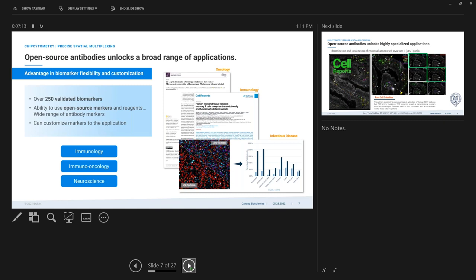What this open source approach to antibody chemistry really does is unlock a broad range of applications. Antibodies have been used for quite a while to detect various things, and we're able to leverage that breadth of experience in the field. In our hands, we validated over 250 different biomarkers across a range of different applications: oncology, immunology, neuroscience, infectious disease, as well as across a wide range of different sample types and different species. So we've got panels for human, non-human primate, and mouse and rat panels as well.